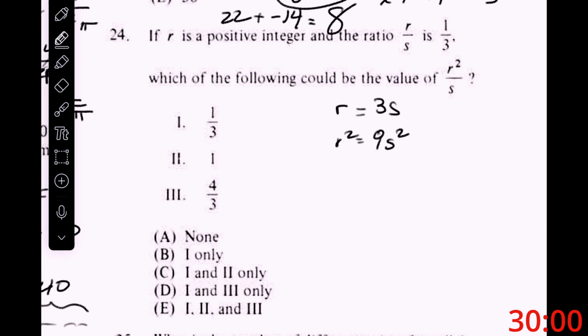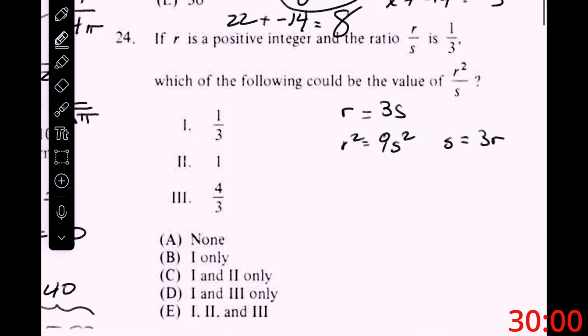I know r squared, and I guess I know s is equal to 3r. How can that be right? Oh, this is not right. I am lost on this.